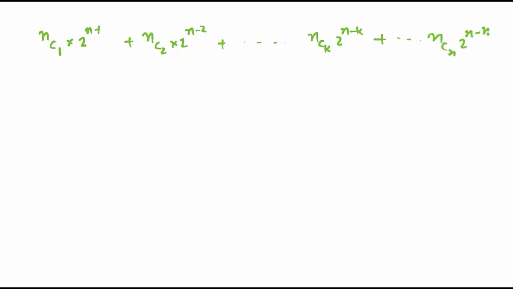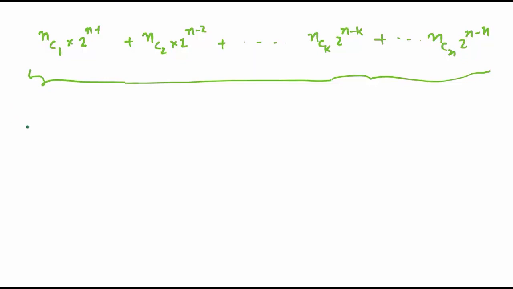So what we need to do is just sum it up: nC1 into 2 power n minus 1, plus nC2 into 2 power n minus 2, plus dot dot, nCk 2 power n minus k, plus nCn 2 power n minus n. So this is the answer, right? But can we solve it further using the binomial theorem?